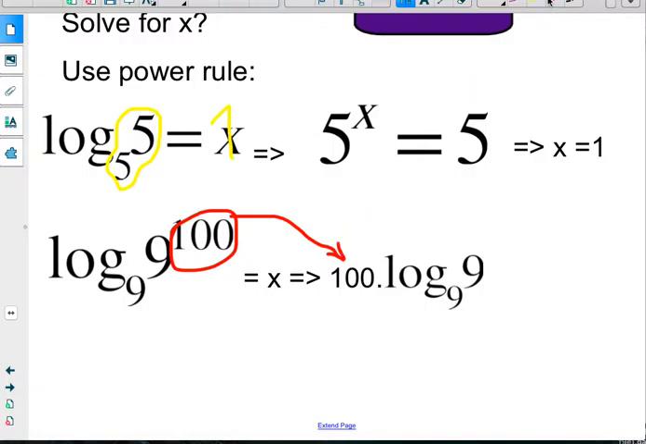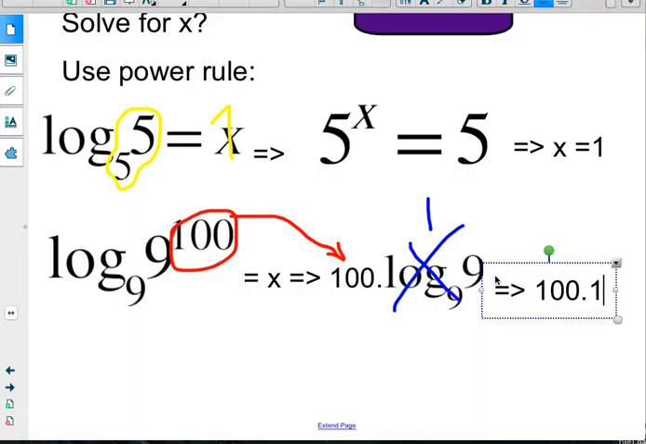Now, from the previous part, we know that if the base and the argument of the log are the same number, the answer of the log is 1. So I can just cross this out and say this is 1. What we have is 100 times 1, which is equal to 100. Done. The answer of this log is 100.